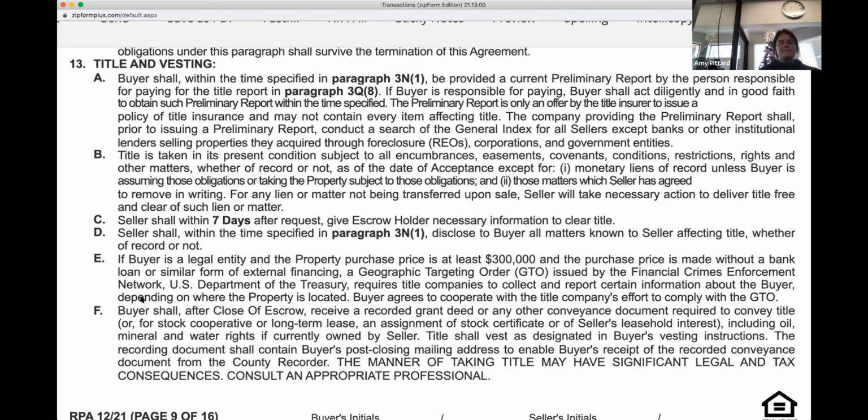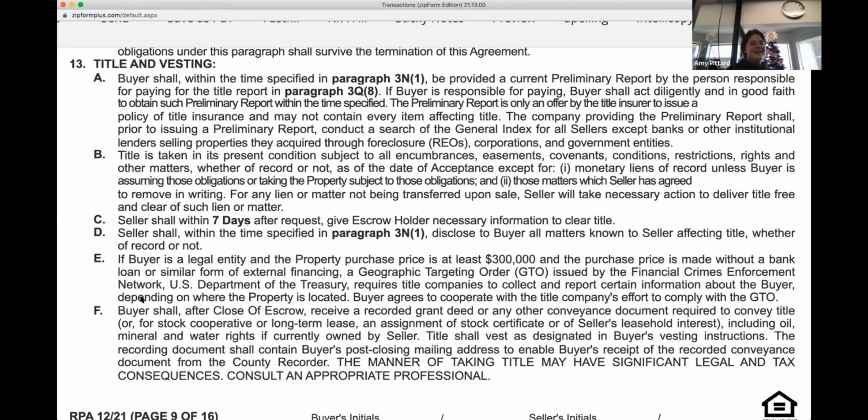If buyer is a legal entity and the property purchase price is at least $300,000 and the purchase price is made without a bank loan or similar form of external financing, a geographic targeting order, a GTO issued by the Financial Crimes Enforcement Network, the U.S. Department of Treasury, requires title companies to collect and report certain information about the buyer, depending on where the property is located. Buyer agrees to cooperate with the title company's effort to comply with the GTO.